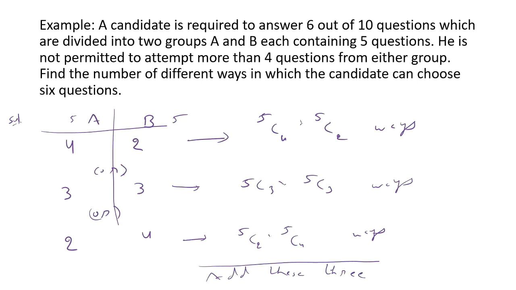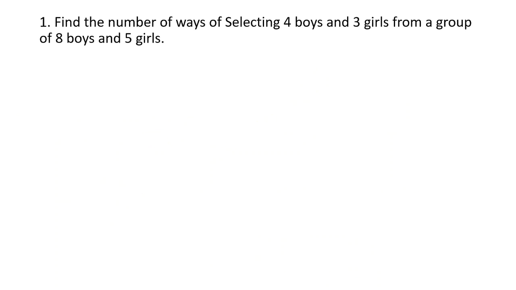Now let us move on to the second question, or first solved problem. The next question is like this. Find the number of ways of selecting 4 boys and 3 girls from a group containing 8 boys and 5 girls. So we have to select 4 boys and 3 girls from a group containing 8 boys and 5 girls.